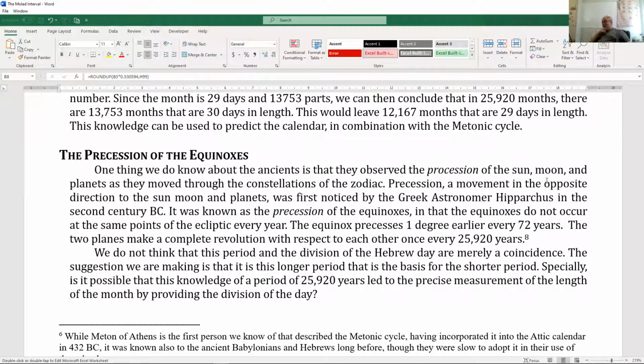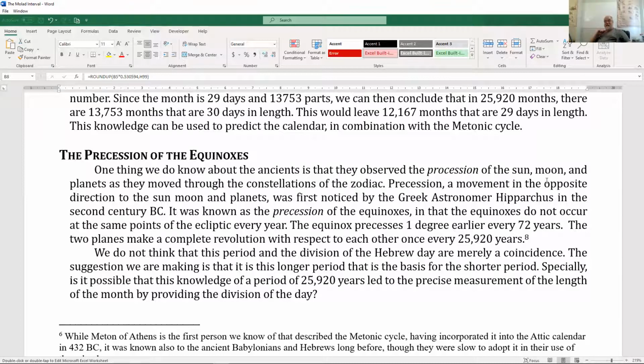So this was the thing that struck me, because why would the Hebrews divide their day into 25,920 parts? Would that be possibly because they understood the precession of the equinoxes, and they chose this as a convenient number, in that they were looking for patterns in the universe? And since they had this other number already, they decided to do this. And once they did this, would this have led them to the precise measurement of the length of the month by providing this division of the day? This is quite profound. It's not necessarily the easiest thing to understand. It took time for me to get my mind around it.